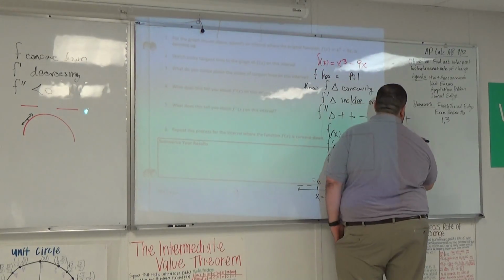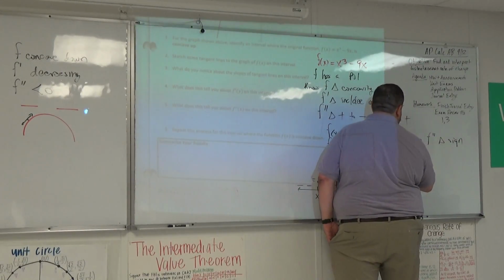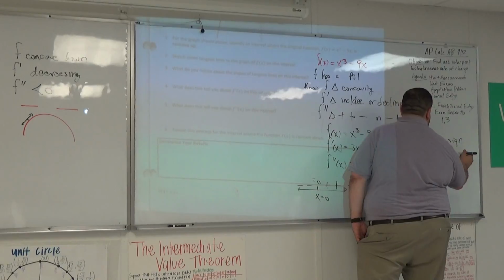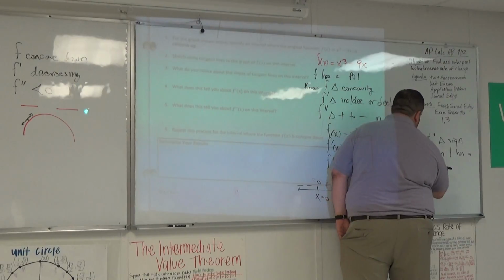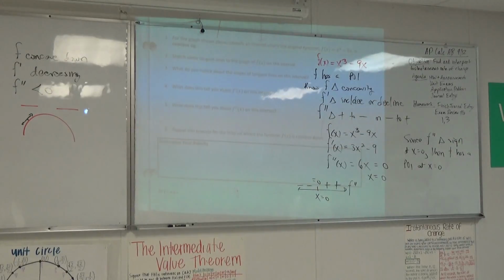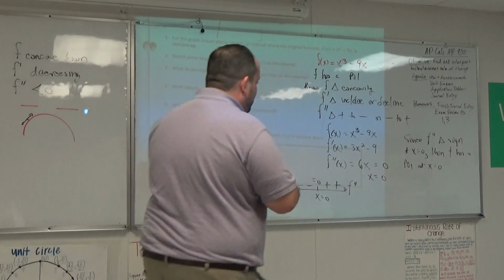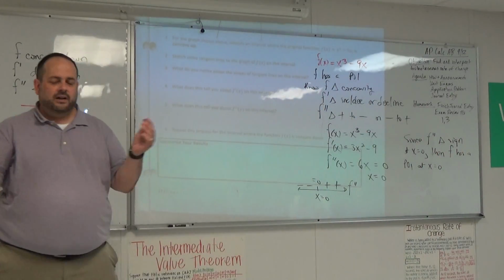So your write-up is going to look something like this. Since f double prime changes sign at x equals 0, then f has a POI at x equals 0. POI for point of inflection, legal abbreviation. Then f has a point of inflection at x equals 0.